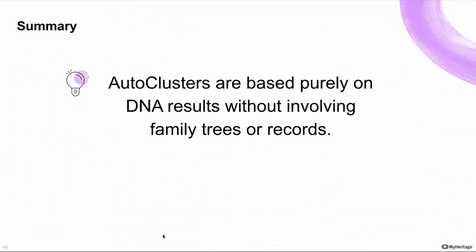AutoClusters are based purely on DNA results. We're not looking at family trees at all. You will see that there are people without family trees that are making it into the AutoCluster report just because they share DNA with you and they are sharing DNA with the other folks in the same cluster. So no family trees or records are being used for that, unlike in the Theory of Family Relativity feature that I spoke about in the previous webinar.